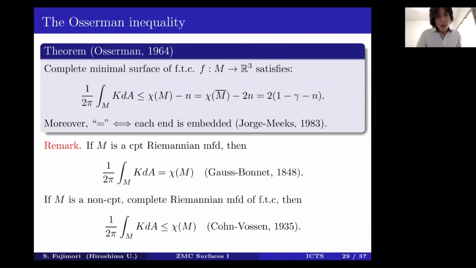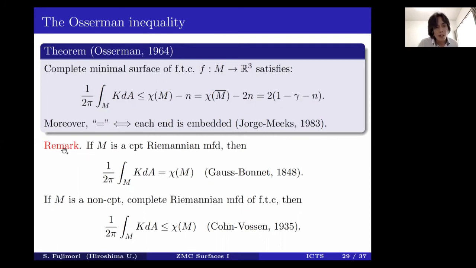Then there's an important inequality called Osserman's inequality. A complete minimal surface of finite total curvature satisfies this inequality. So this is the total curvature, and this is the Euler characteristic. So this inequality holds. And moreover, equality holds if and only if each end is embedded. The embeddedness of an end I explained before. This was proved by William Meeks in 1983.